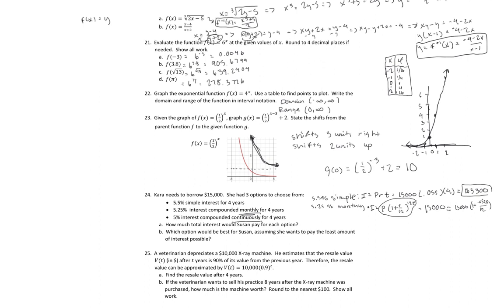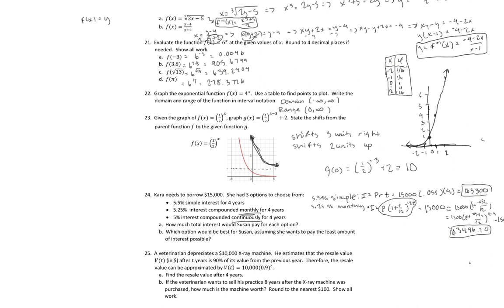But it's going to be to the 12. Oh, my goodness gracious. There we go. I'm just going to do it down here: 15,000 times (1 plus 0.0525 over 12) to the 12 times 4, and then minus 15,000. And then if you plug all those numbers in, I think you should get $3,496.70.